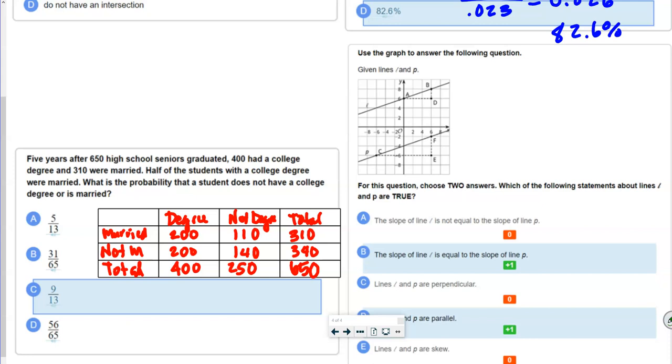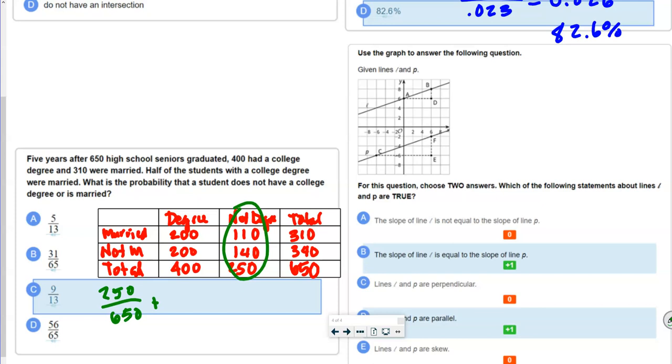This is an or statement. Okay. So does not have a college degree. That would be these guys. So that would be our total 250 over our 650, right? Plus how many people, it says, are married.